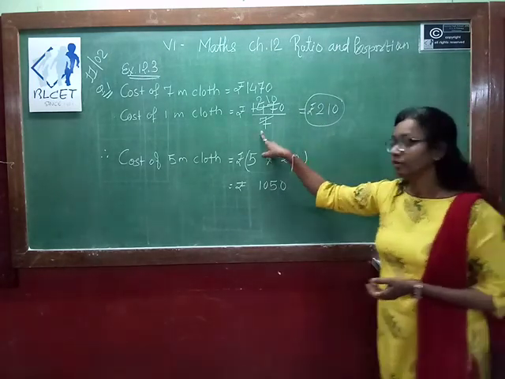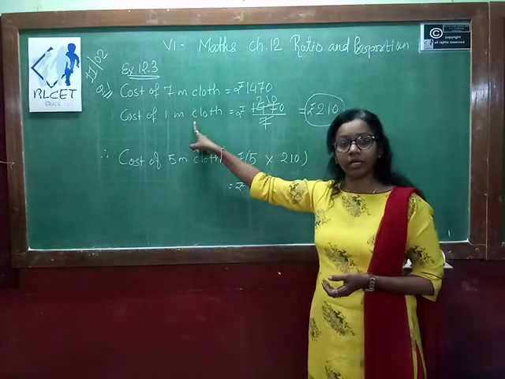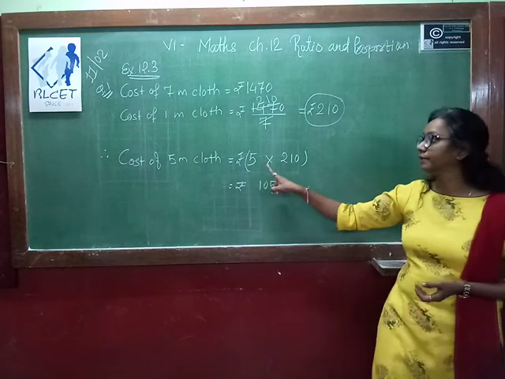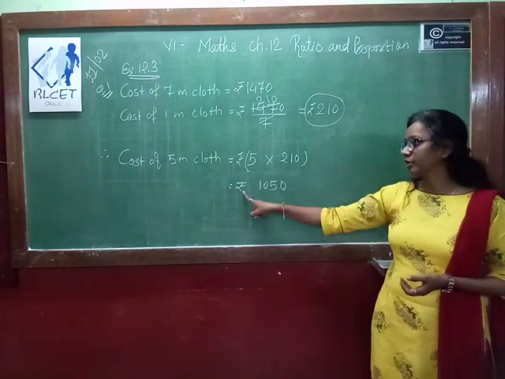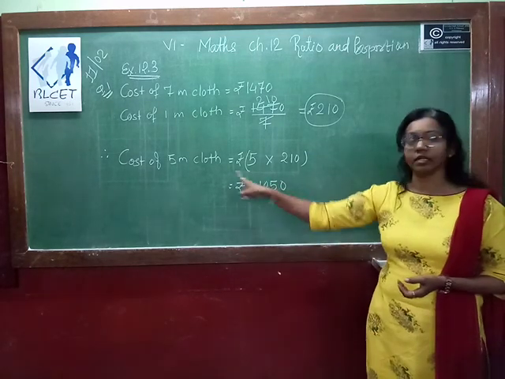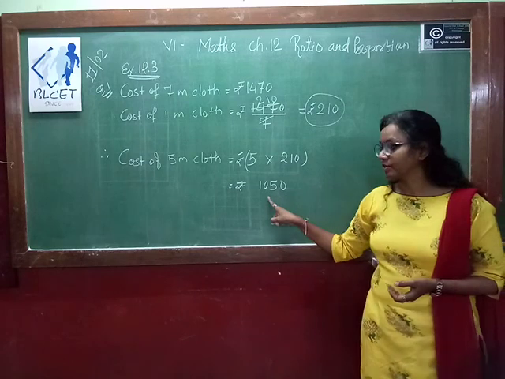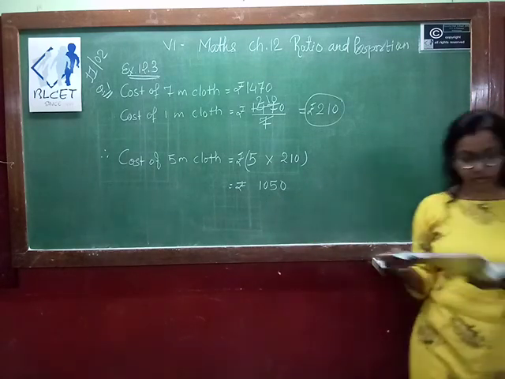So now what is the cost of 5 meter cloth? Whatever cost you are getting for the 1 meter, directly you have to multiply with 5. So 5 into 210. So what is the answer? Rupees 1050. So this is the cost of 5 meter cloth, that is rupees 1050. So this way we can solve question number 1. Move on to the next question.